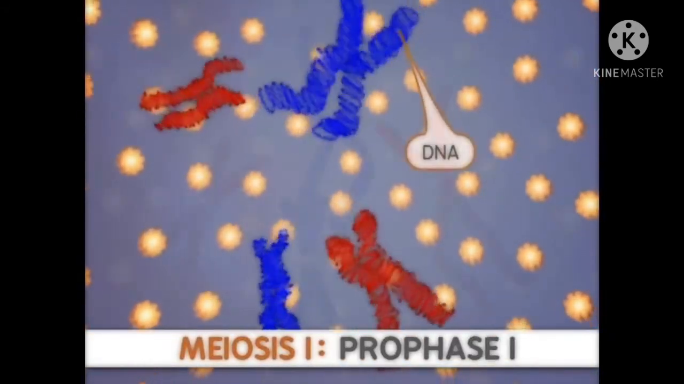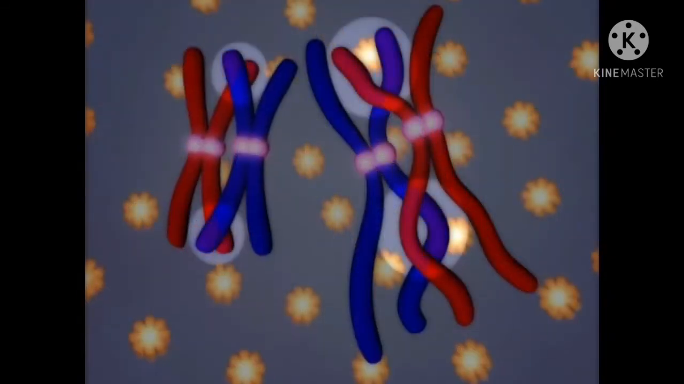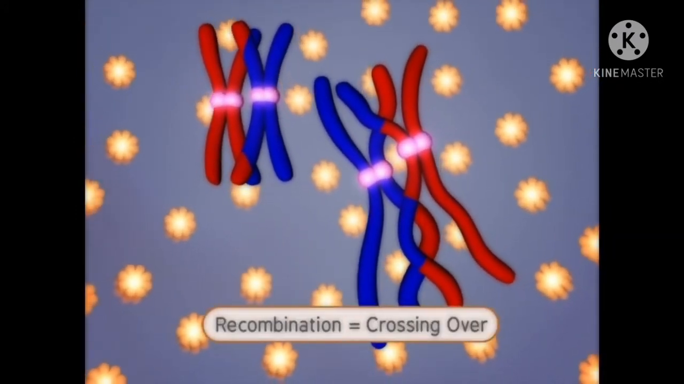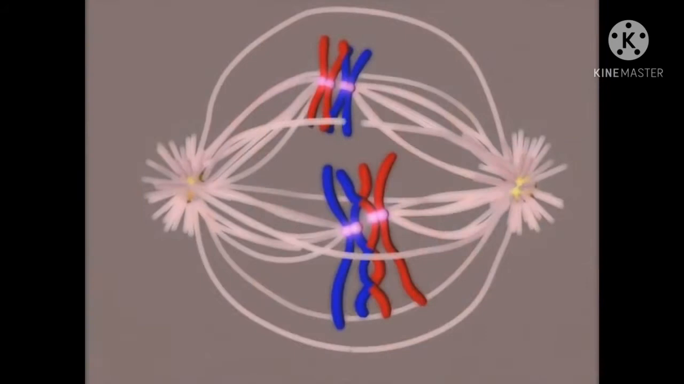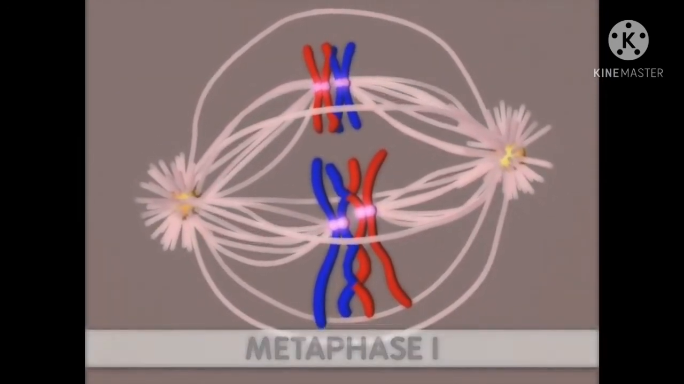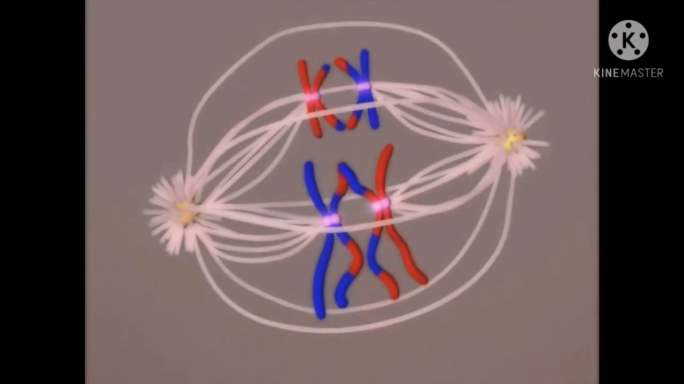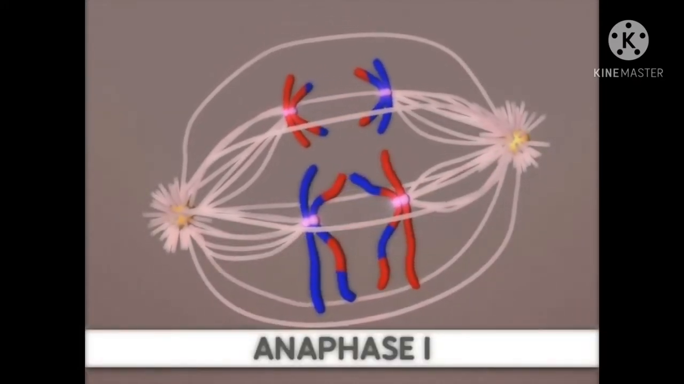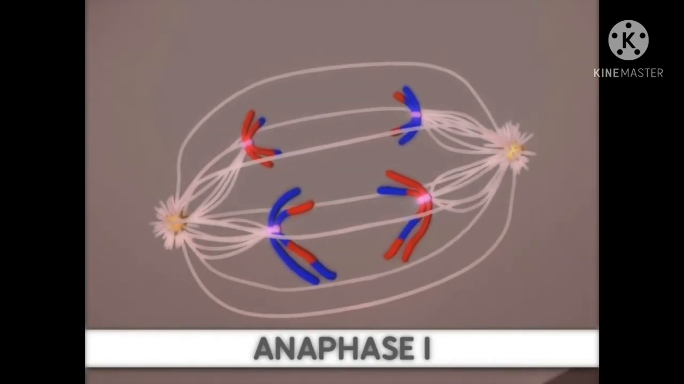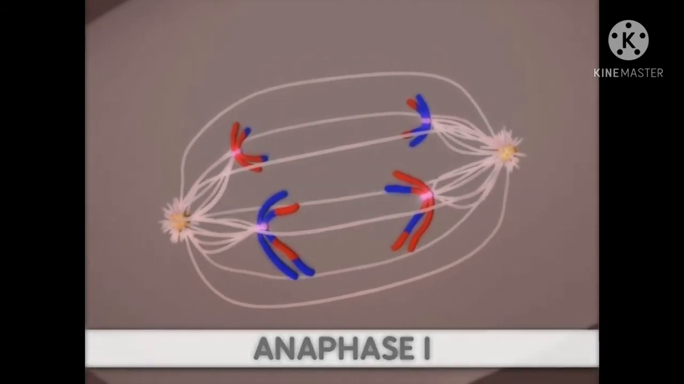Early in prophase 1, homologous chromosomes come together to form a synapsis, and an exchange of genetic material occurs in the process called crossing over. In metaphase 1, each pair of homologous chromosomes attaches to a single spindle fiber and lines up at the center. During anaphase 1, the pair of chromosomes are pulled apart by the meiotic spindle, which pulls one chromosome to one pole of the cell and the other chromosome to the opposite pole.